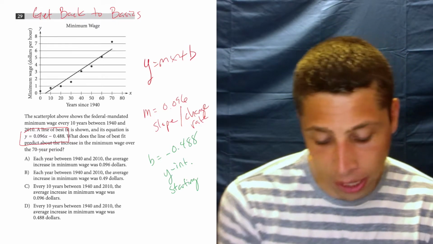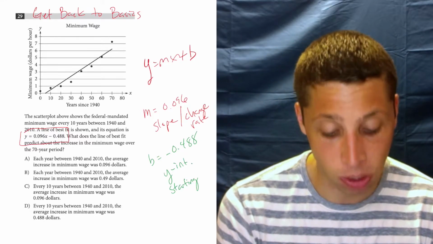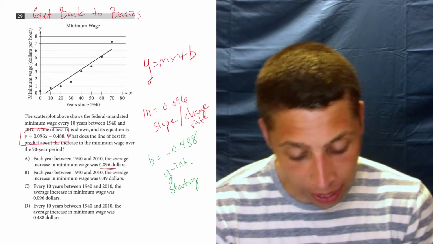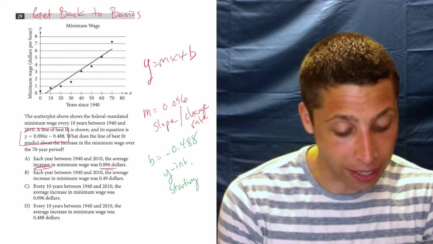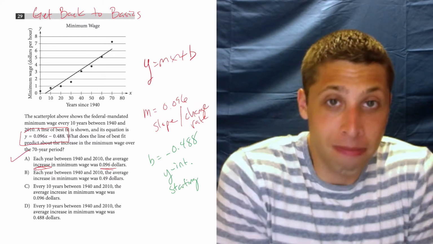So in choice A, each year between 1940 and 2010, the average increase in minimum wage was $0.096. Well, that's the slope, and increase is a slopey word, right? It's an increase, the line's going up, and it's a positive slope, so that seems to make sense. So I would say, yeah, that sounds like it matches.